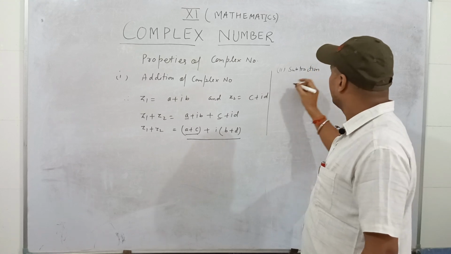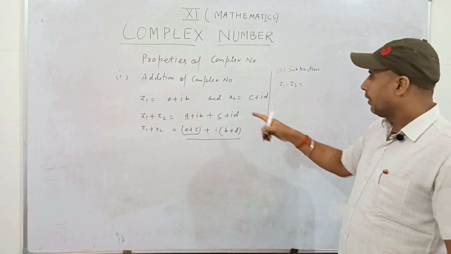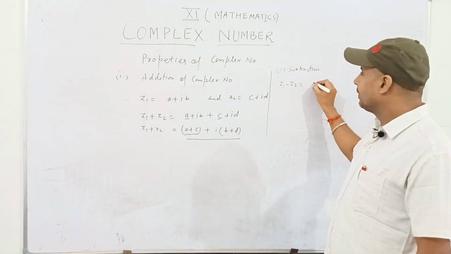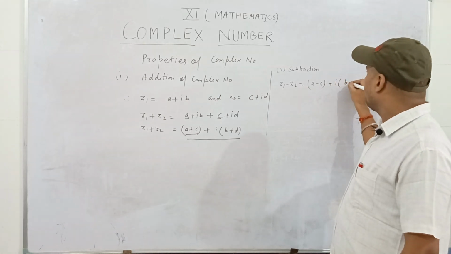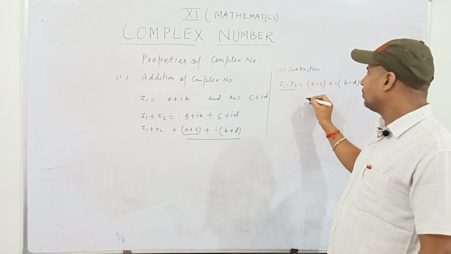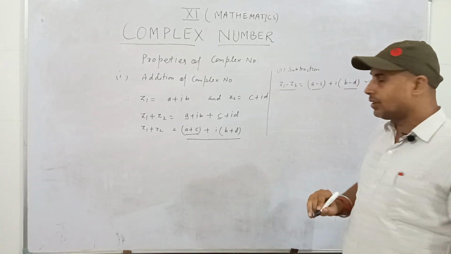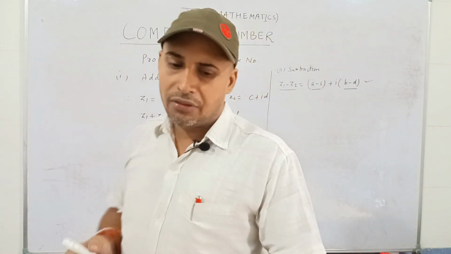Subtraction, it means Z1 minus Z2. Here Z1 is given, Z2 is given. It means Z1 minus Z2 is a minus c plus i times b minus d. Z1 minus Z2 is a minus c and i times b minus d. This is subtraction. This is the properties of complex numbers.